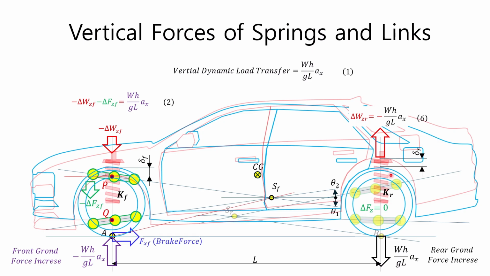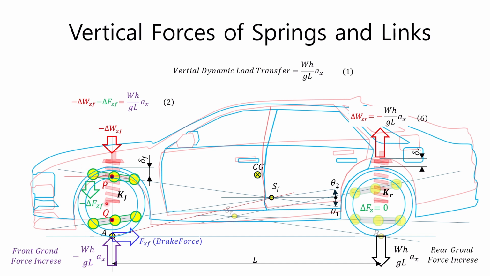Once the magnitude of the braking deceleration is determined, the magnitude of the vertical dynamic load transfer is determined, and the ground reaction force at the front wheels increases by the amount of the vertical dynamic load transfer, while the ground reaction force at the rear wheels decreases by the amount of the vertical dynamic load transfer. If acceleration AX is constant, the increase in front ground reaction force must also have a constant value. Therefore, the sum of the increase in front spring force and the increase in front suspension link force must be equal in magnitude and opposite in direction to the increase in front ground reaction force.